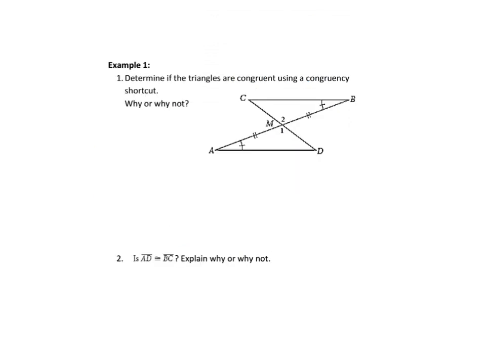Example 1. Determine if the triangles are congruent using a congruency shortcut. So first I'm going to write the 4 that I know will work. Side, side, side; side, angle, side, specifically, that angle has to be sandwiched between the 2 sides; angle, side, angle, where the side is sandwiched between the 2 angles; or side, angle, angle. And in that one, the side is not between the angles.